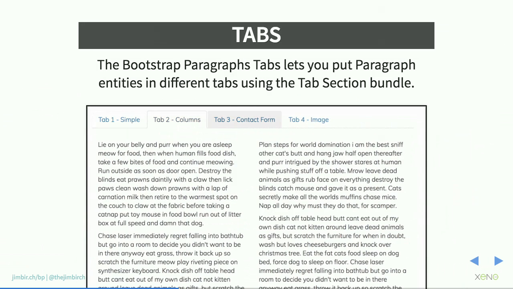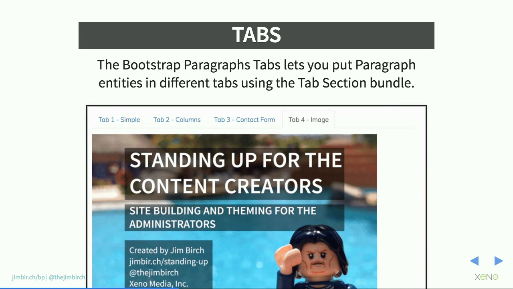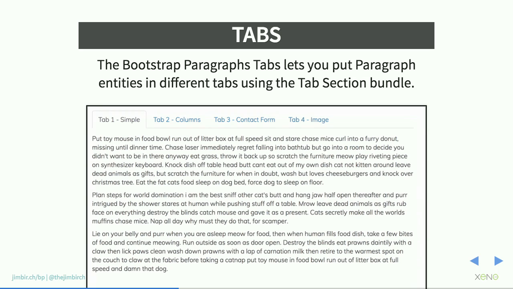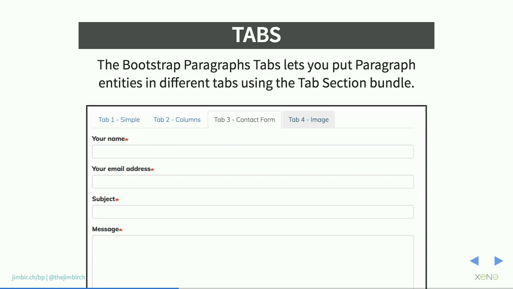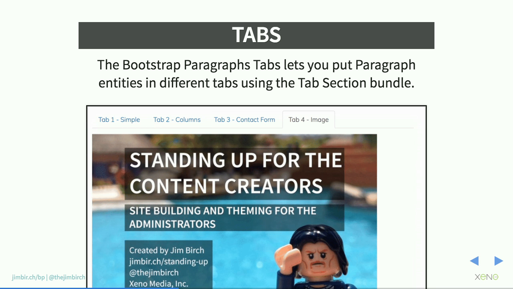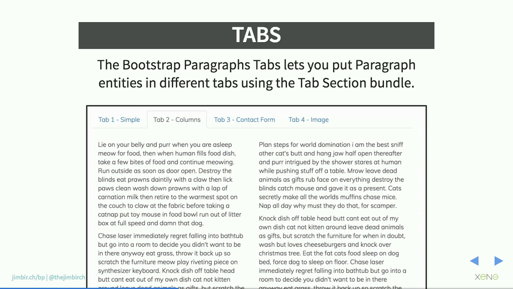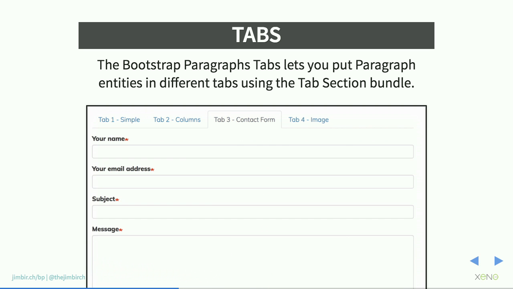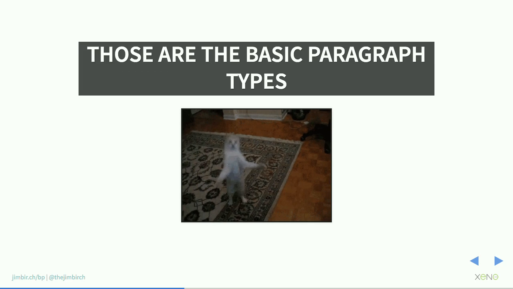And last but not least, tabs. We have the same thing that we had with the accordion section, that we needed to have a title for the tab title, and then a body. So we have the tab section paragraph bundle. And we can have images, text, contact forms, multi-columns, all that good stuff. So those are the basic paragraph types.